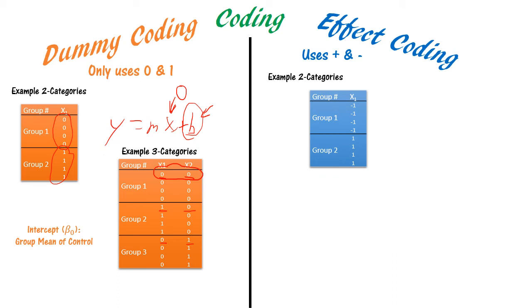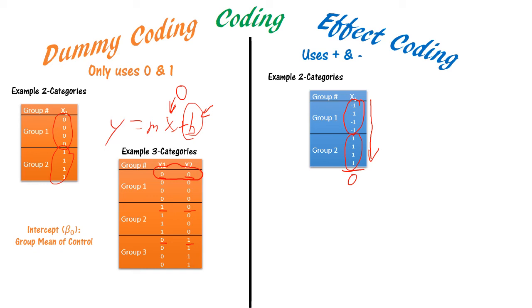So here's an example of our 2-category system like we had before. But instead of using 0 and 1, we're going to use -1 for group 1 and +1 for group 2. Here we have 4 participants for group 1 and 4 participants for group 2. If we add all 8 people together, we get 0 because we have 4 negative ones and 4 positive ones. That's one of the necessary elements of effect coding: the sum of the column has to equal 0.